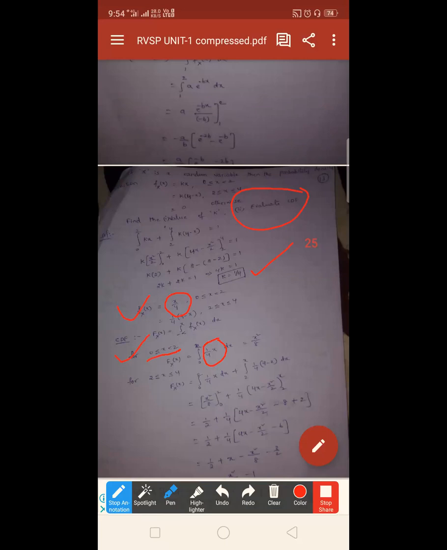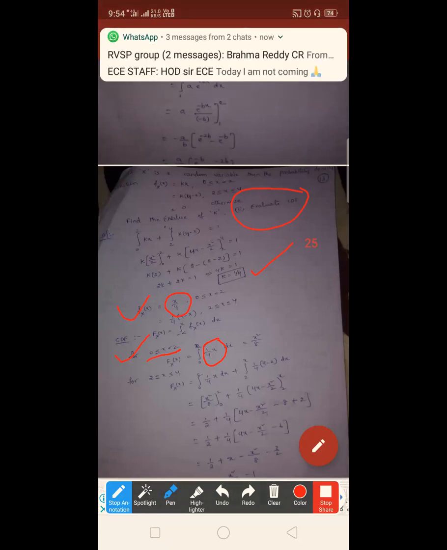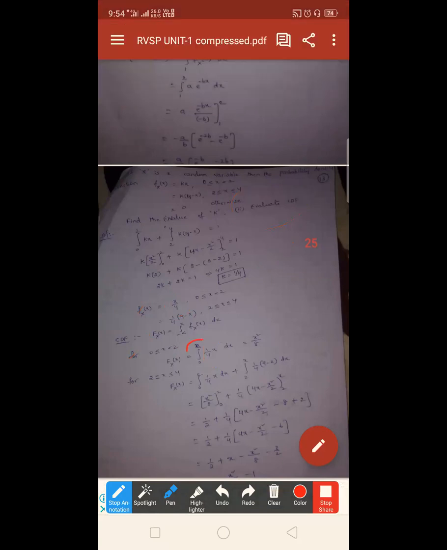But you should not write a numerical value in place of the upper limit, because you will get the answer as a numerical value. That is not the correct method. So substitute x here. The integration limits must be 0 to x. It should not be 0 to 2. Because if you write 2 here, you will get a numerical value as the answer. That is not the correct value. So integral 0 to x.